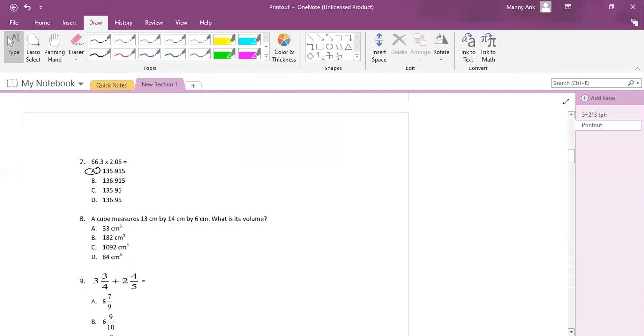Number 8, you're dealing with a cube and you want to find the volume of the cube. So the volume of a cube is equal to the base area times height. In other words, the length times the width times the height. That will give the volume of the cube. So if you multiply all this out, this will be 13 by 14 by 6. And you get C.